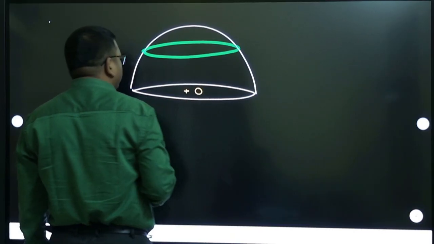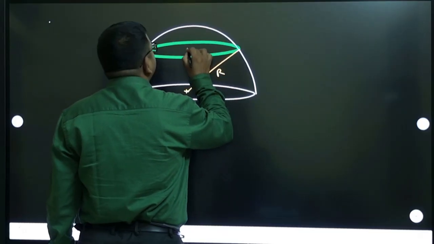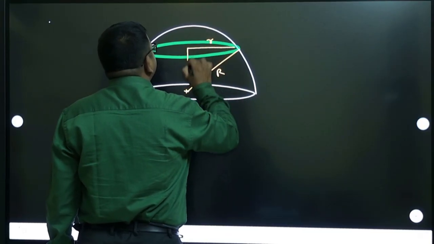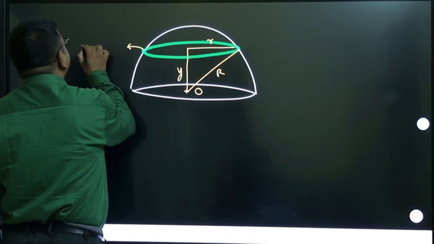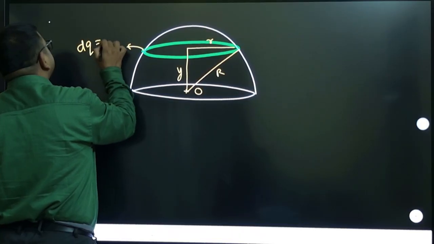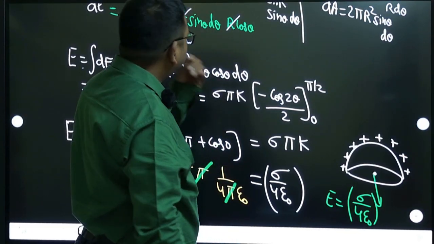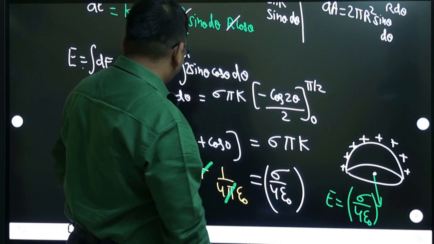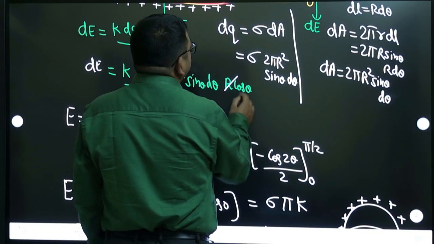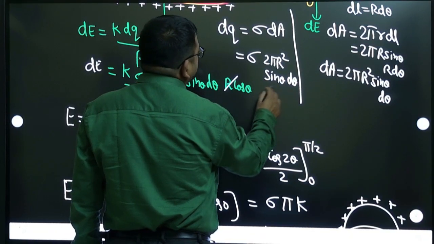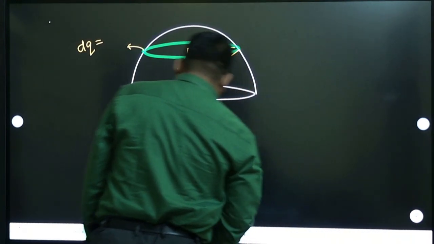At the center we want the potential. We know that this radius is capital R, this radius is small r, and this is y. So the potential due to this charge dq. We have already solved dq previously. Let us write that: dq is sigma 2 pi r square sin theta d theta.